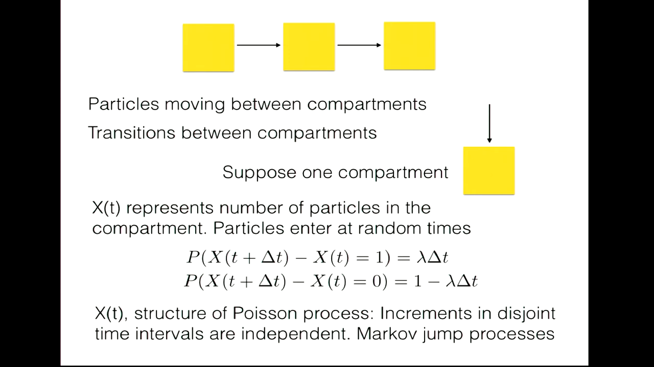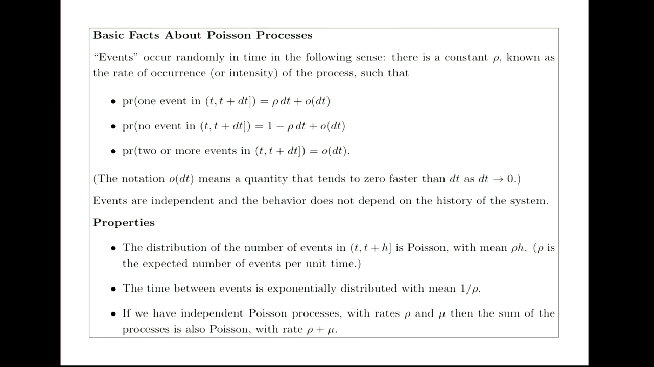And the reason for this is that increments in disjoint time intervals are independent of each other. This is also called a Markov jump process, because the value of x of t jumps from one value to the other. It does not take continuous values in between. So each jump is independent. Each jump takes you from n to n plus 1 to n plus 2 to n plus 3, if you're considering only adding towards a particular box.